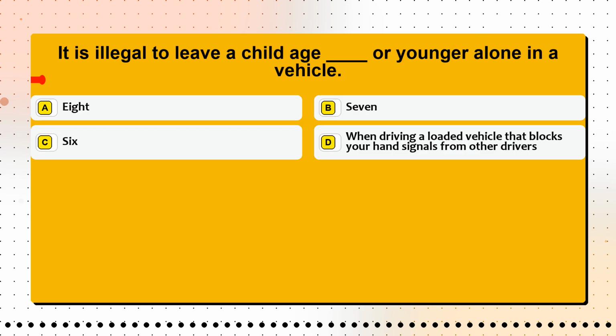Question 36. It is illegal to leave a child age blank or younger alone in a vehicle. Here are the options. Option A. 8. Option B. 7. Option C. 6. Option D. When driving a loaded vehicle that blocks your hand signals from other drivers.